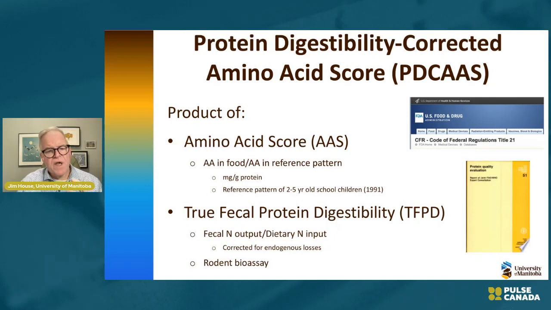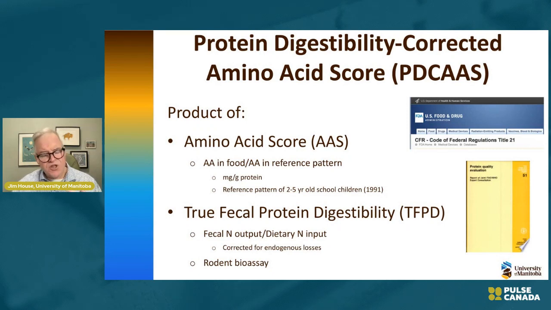The other component, and this again is important to understand, is the measurement of true fecal protein digestibility, which is the required method in both the Code of Federal Regulations for U.S. Food and Drug and the recognized approach that Health Canada has allowed industry to use for determining PDCAAS. And that methodology is a rodent bioassay, and you basically are measuring nitrogen in and nitrogen out. So, again, it's important to recognize that legally, you have to use the true fecal protein digestibility that's determined in an official rodent bioassay.